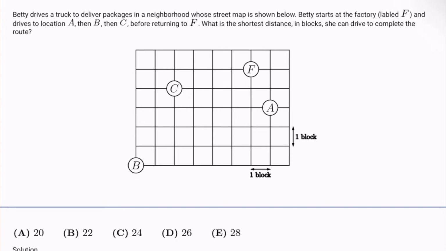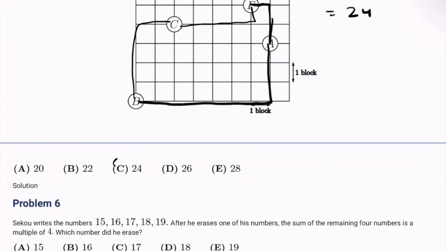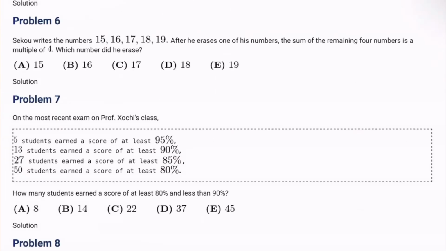Okay, so she starts at F, then goes to A. Since she can't go diagonally, this is 3 squares. Our count is 3 so far. And from A to B, this is the closest. That's 3 plus 7, which is 10. And then we go from B to C, which is 6. And then we go from C to F, which is 5. Which gives us a total of 24. So 24, C.